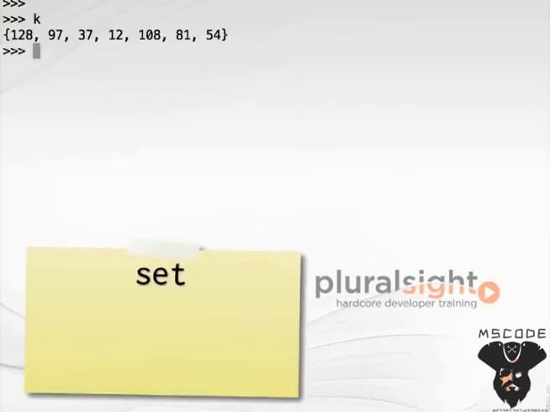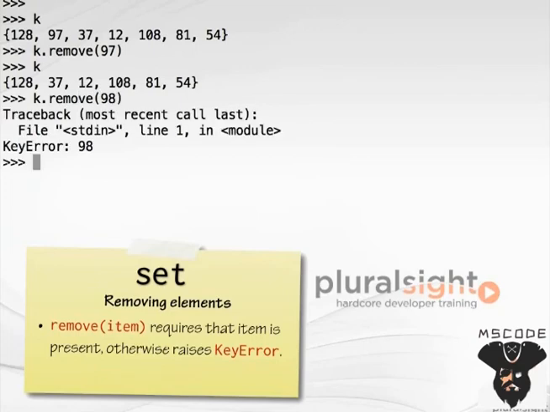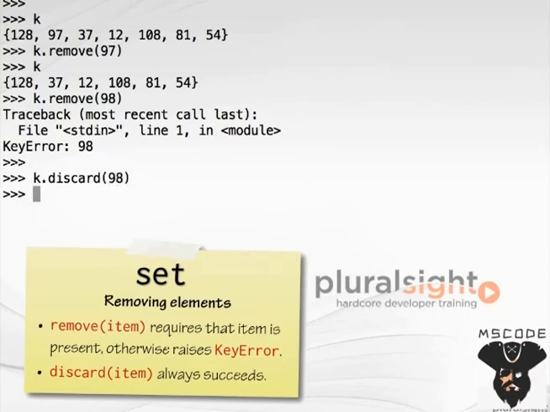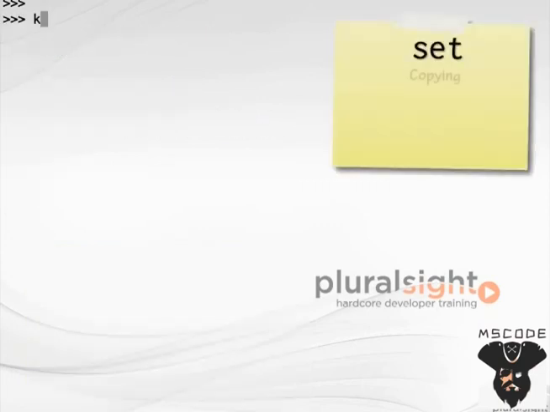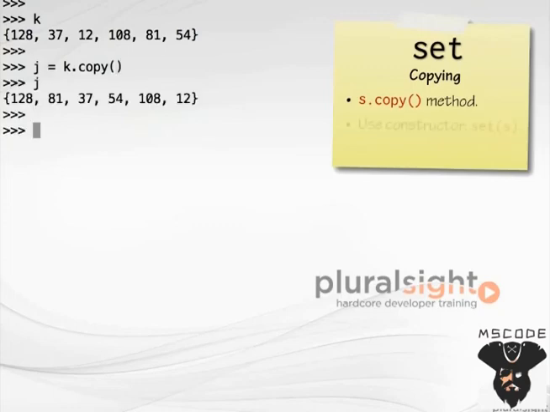Two methods are provided for removing elements from sets. The first, remove, requires that the element to be removed is present in the set, otherwise a key error is given. The second method, discard, is less fussy and simply has no effect if the item is not a member of the set. As with the other built-in collections, set sports a copy method, which performs a shallow copy of the set, copying references but not the objects they refer to. As we have already shown, the set constructor may also be used.